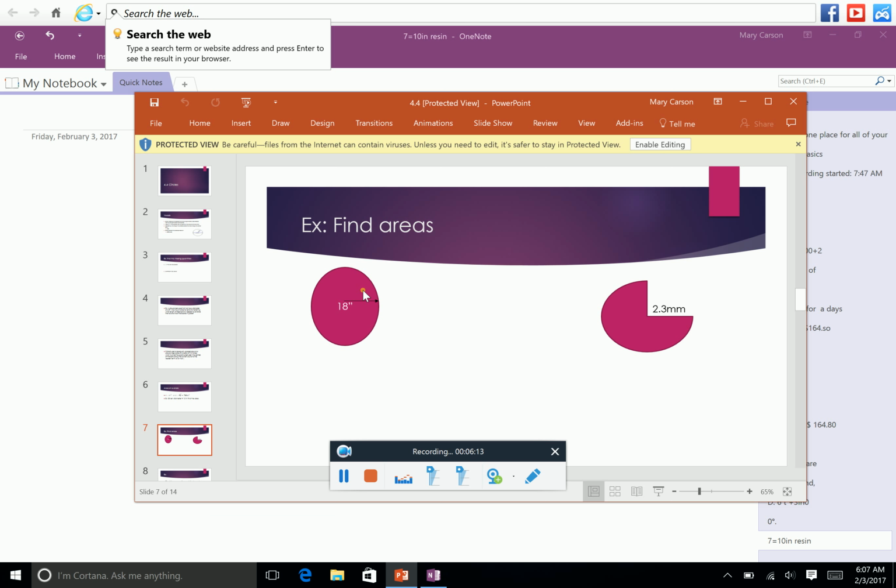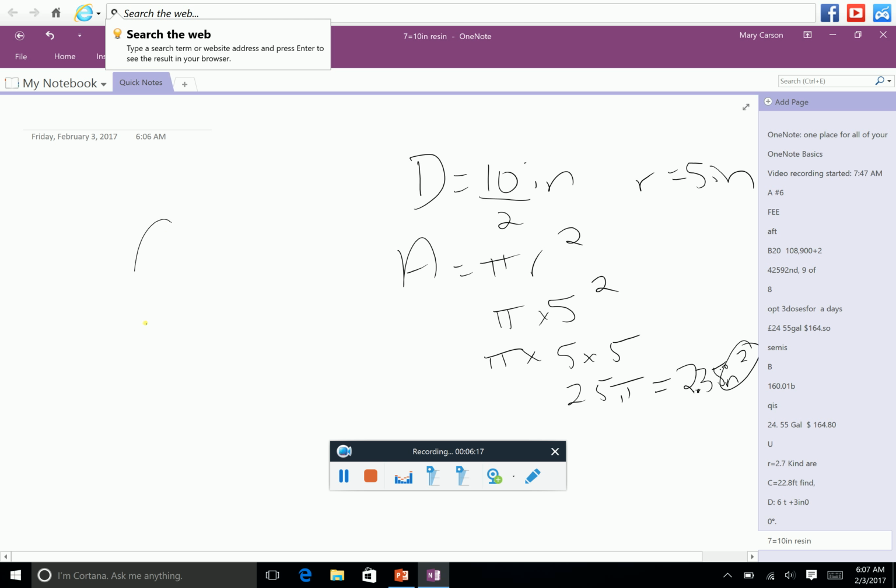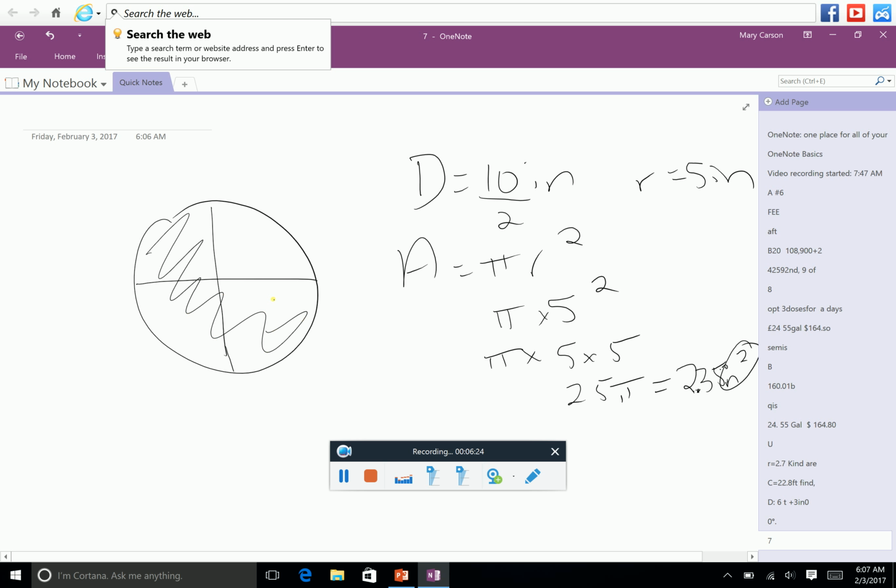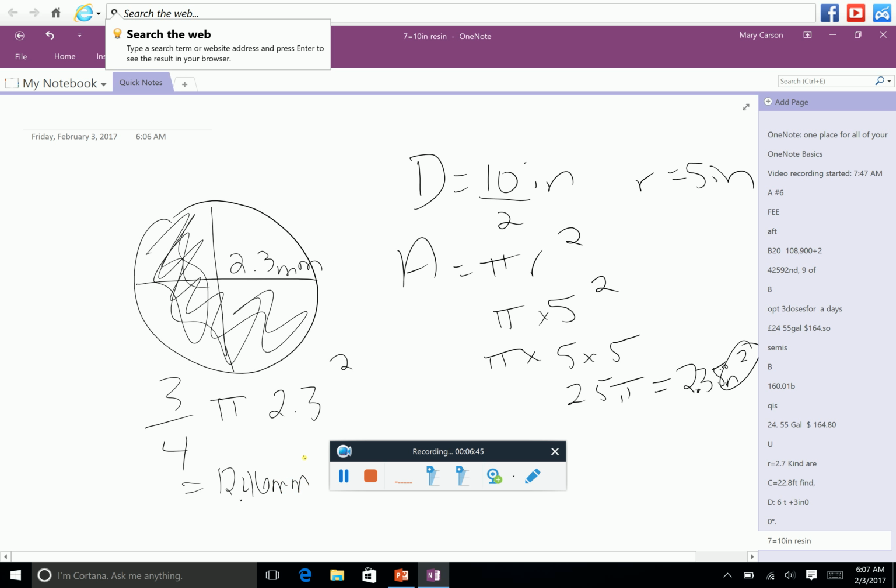But let's look at this one. So notice you have a circle. Here's a whole circle, right? And think about it cut into 4 slices. This is 4 of your pie, right? So if you're eating this much of your pie, how much are you eating? You're eating 3/4 of it. And the radius was 2.3, right? So you would do pi and then 2.3 squared, and you would multiply it by 3/4 to get your final answer. And so you should end up with about 12.46 millimeters squared.